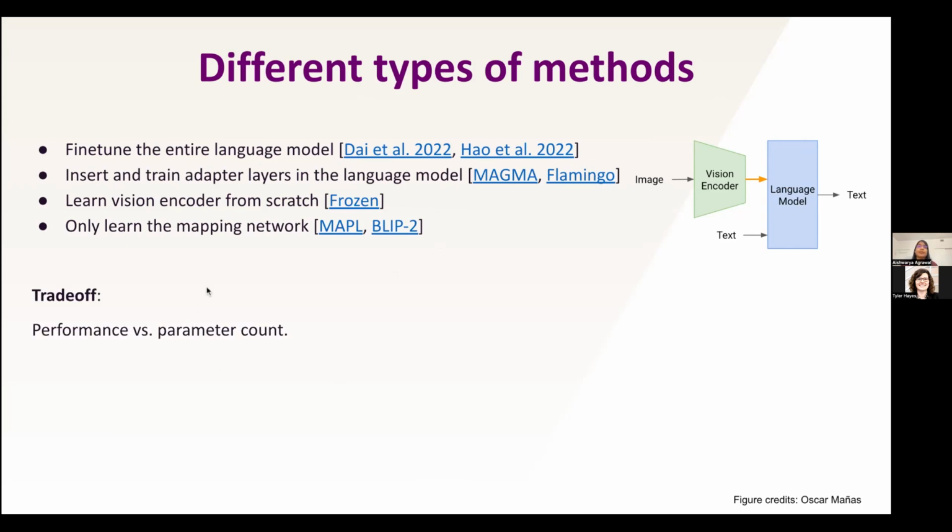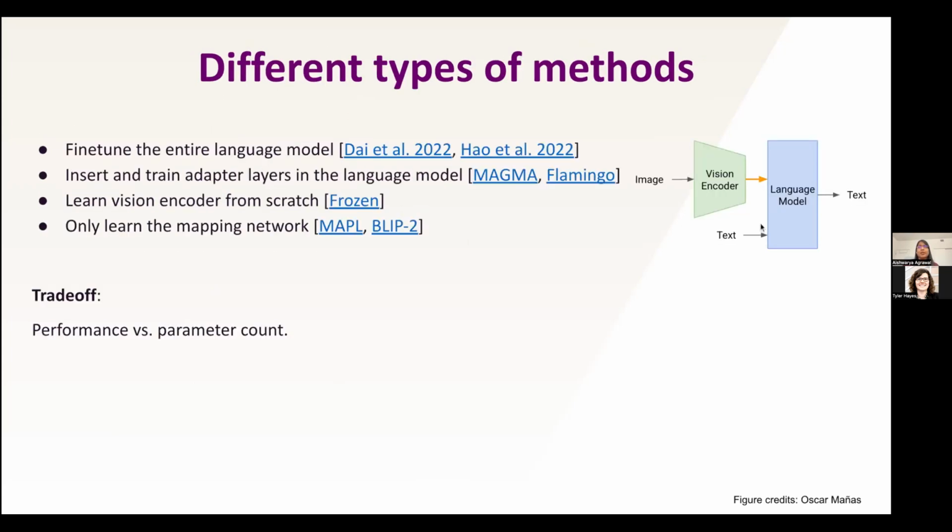And so for these methods that I listed here, the trade-off usually is parameter count versus performance. If you're fine-tuning the language model also, then your performance is much better, versus if you are just training the mapping network, the performance is worse, but you save a lot of parameters.